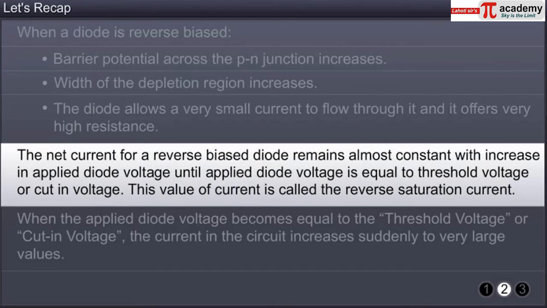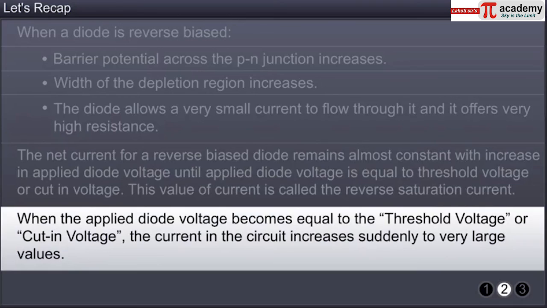The net current for a reverse biased diode remains almost constant with increase in applied diode voltage until applied diode voltage is equal to the threshold voltage or cut-in voltage. This value of current is called the reverse saturation current. When the applied diode voltage becomes equal to the threshold voltage or cut-in voltage, the current in the circuit increases suddenly to very large values.